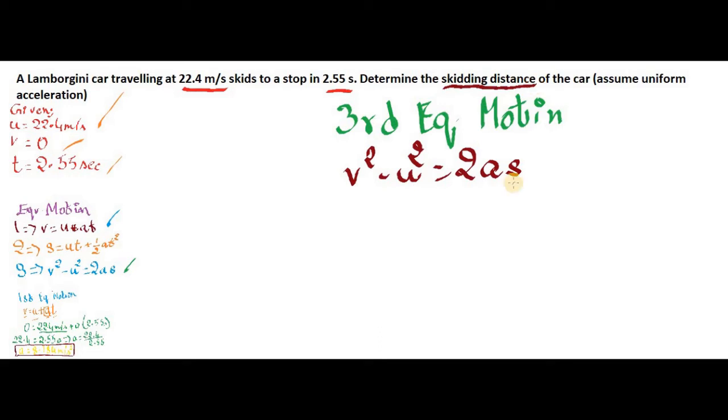S means distance, right? So we will be getting the distance if we try to solve this problem using this equation. Now let's check, do we have all the values? First, v. Do we have v present with us? Yes. First one done. V is 0 that we have. The second one that we should have is u. Do we have u anywhere? Yeah, we have u also. That is 22.4 meter per second.